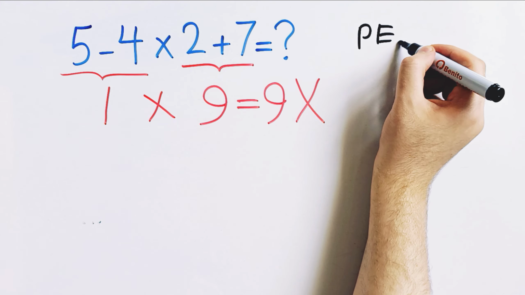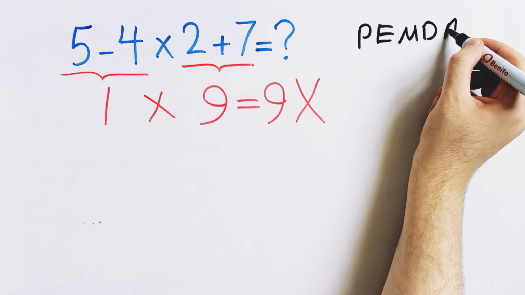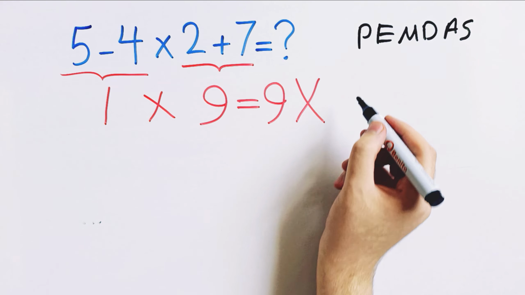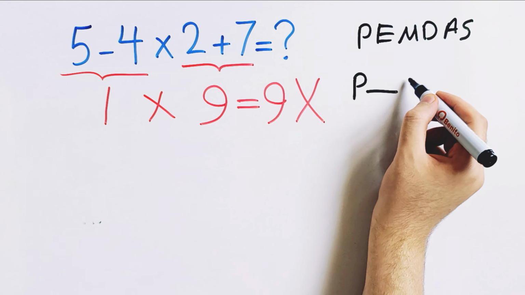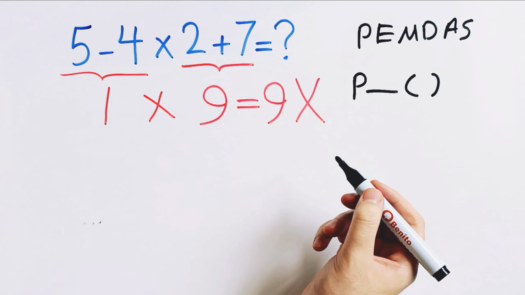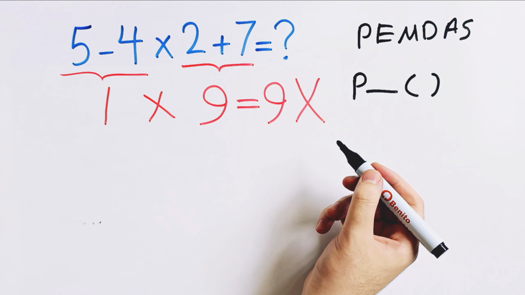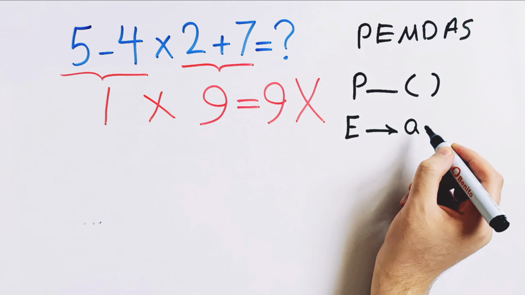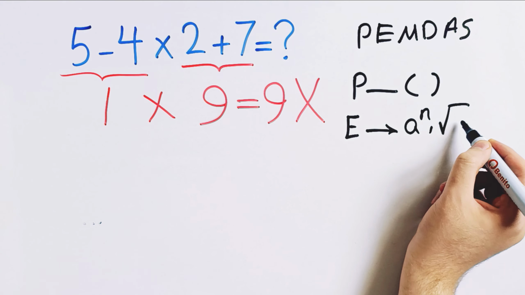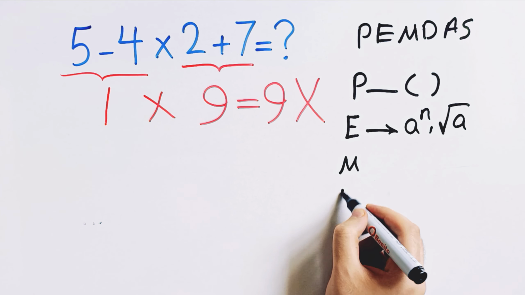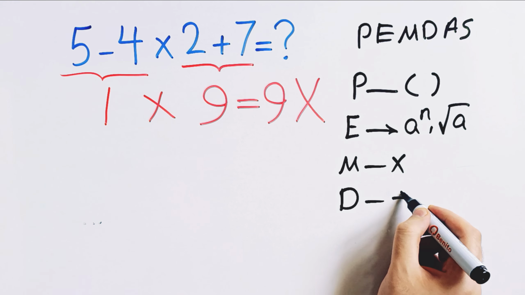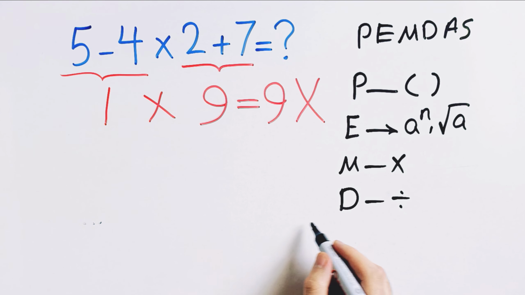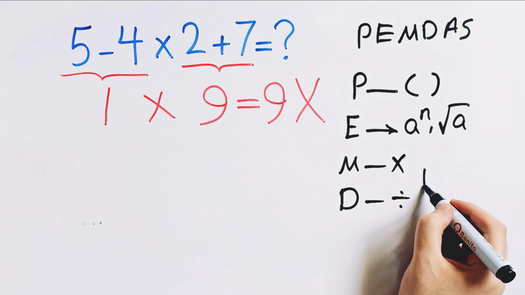Look, PEMDAS is just a simple trick to remember the order of operations in math from first to last. First, P is for parentheses, so you always clear those out first. Next is E for exponents like powers and roots. Then you have M and D for multiplication and division. These two are on the same level, so you just solve whichever one comes first from left to right.